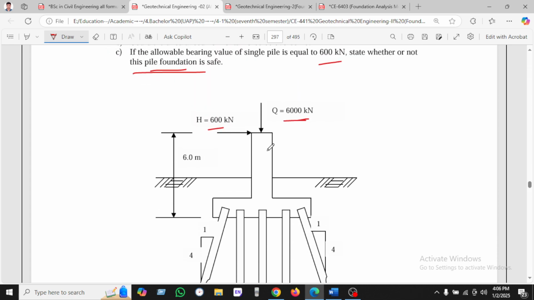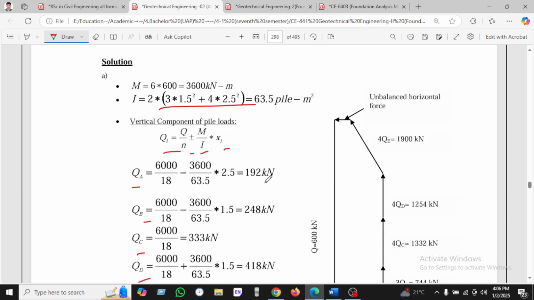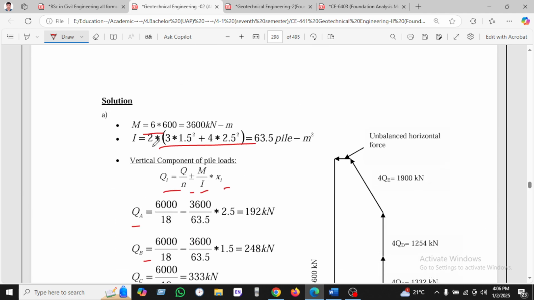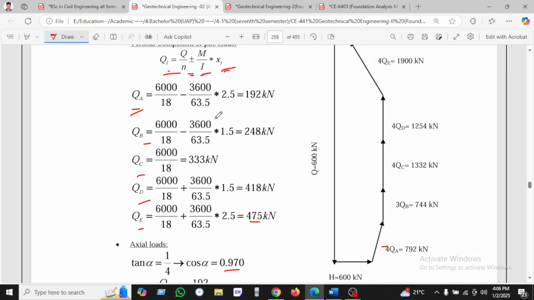So you can see here is the pile footing. So this is the pile arrangement. So we can calculate M and I here, and Q equal to Q divided by n plus or minus M equal to I into xi. Putting Q1 equal to 192, Q2 242, Q3 333, Q4 equal to 418, and Q5 equal to 475.